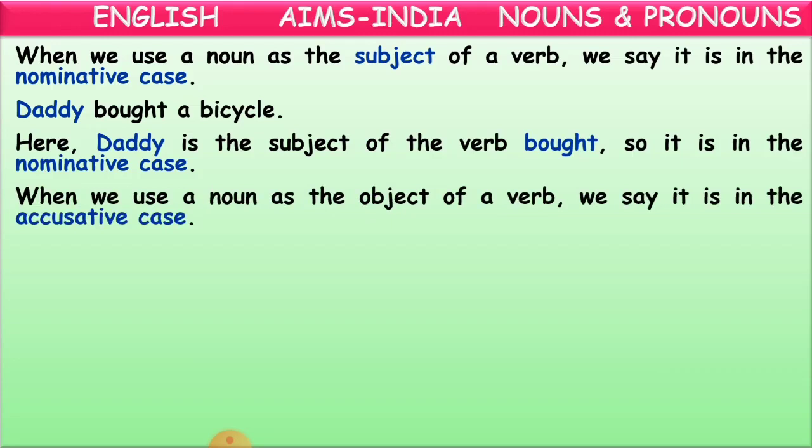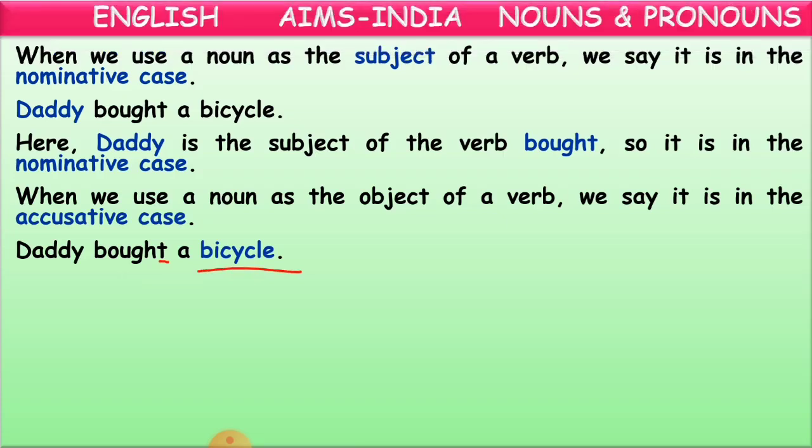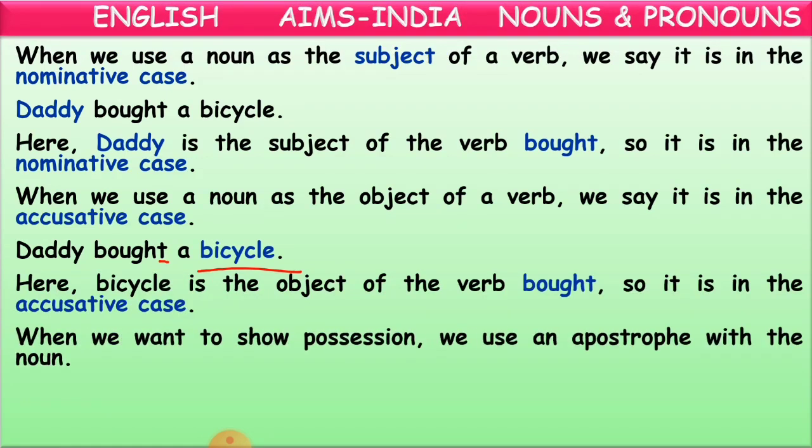And when we use a noun as the object of a verb, we say it is in the accusative case. For example, daddy bought a bicycle. Here bicycle is our object, so that is why this becomes the accusative case. Clear, children? As I said, bicycle is the object, so it becomes an accusative case.